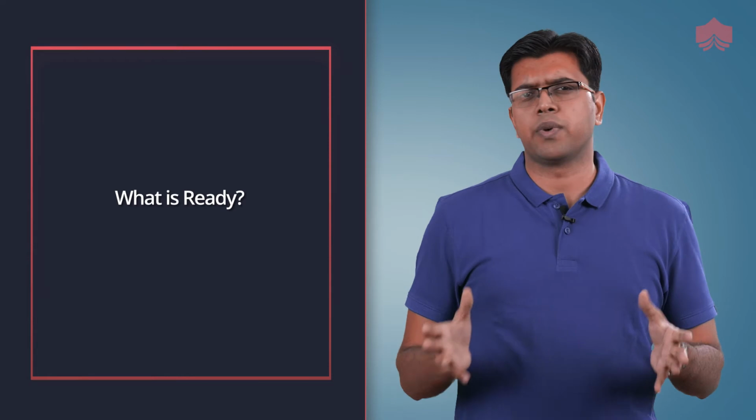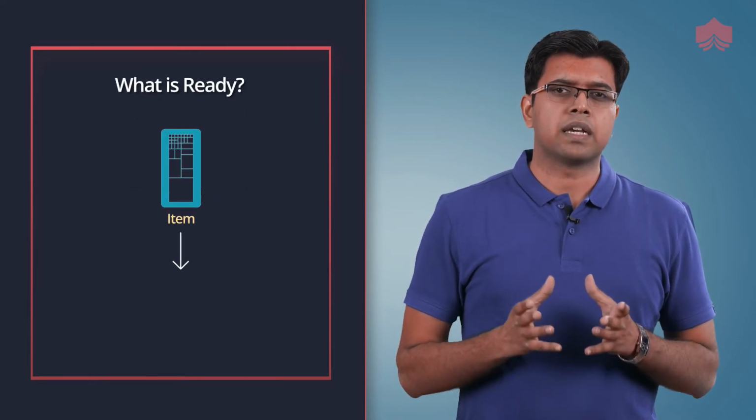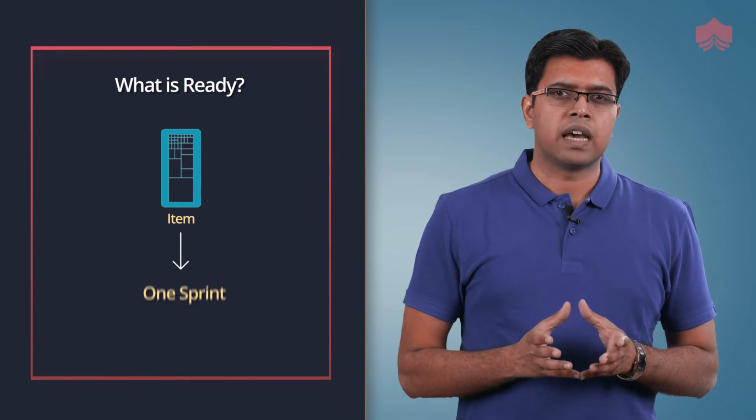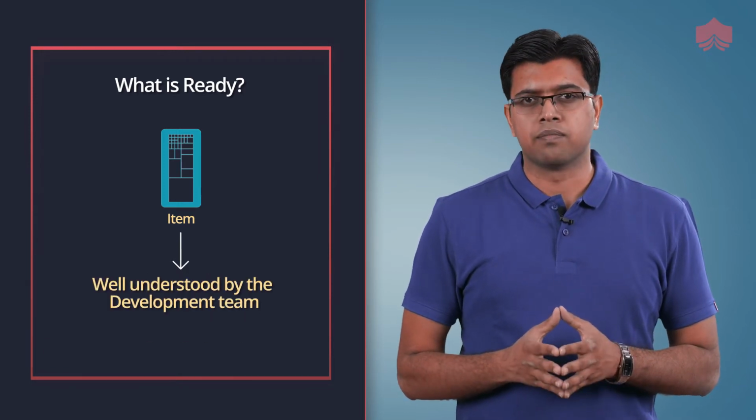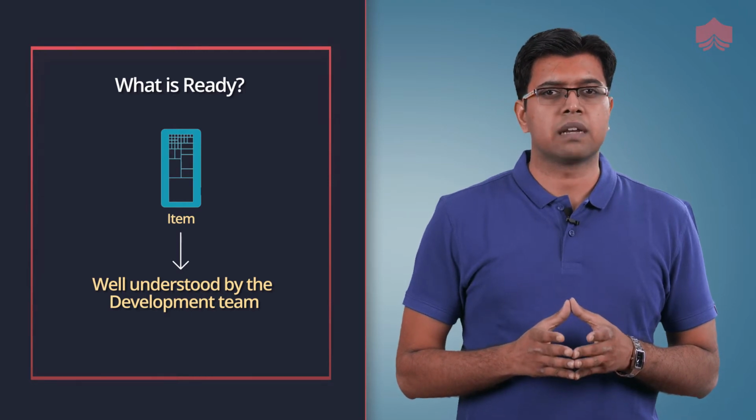So what exactly is ready? Ready is basically any product backlog item that can be completed in one sprint, and it is well understood by the development team. As long as this happens, every item that is pulled into a sprint can be deemed as ready. Product backlog refinement is one of the activities with which more details can be added to the product backlog items, and they can be made ready for a particular sprint. In the next topic, we'll discuss what product backlog refinement is.